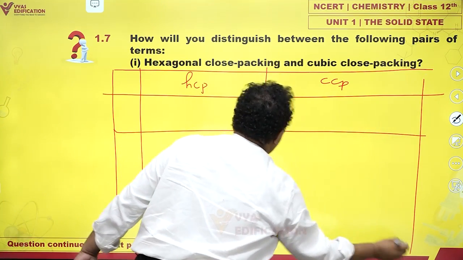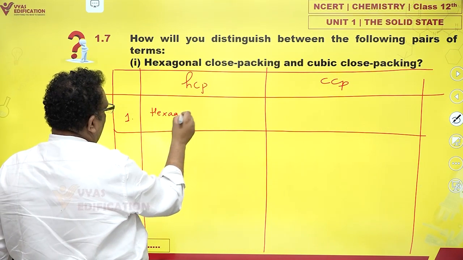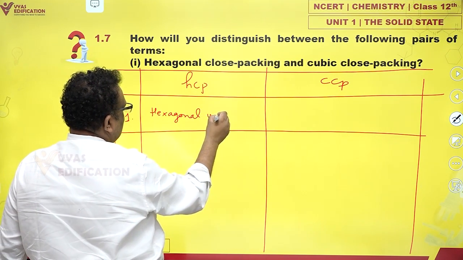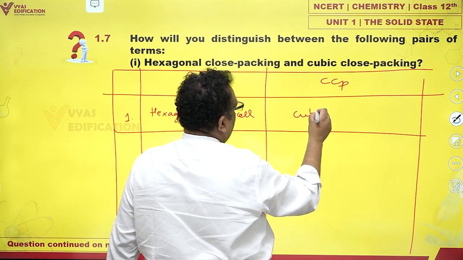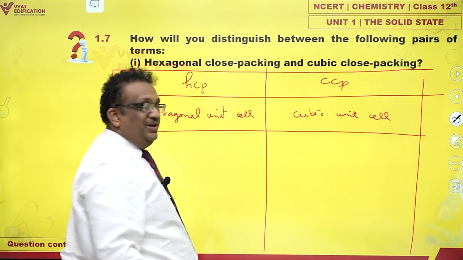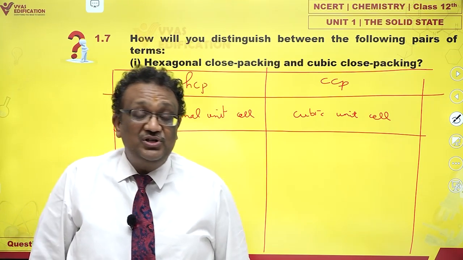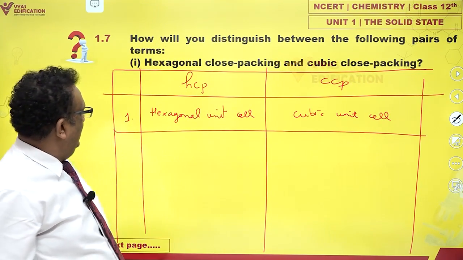First point is, it has a hexagonal unit cell and it has a cubic unit cell. The shape of unit cell is different. Yes, the shape of unit cell is very, very different.